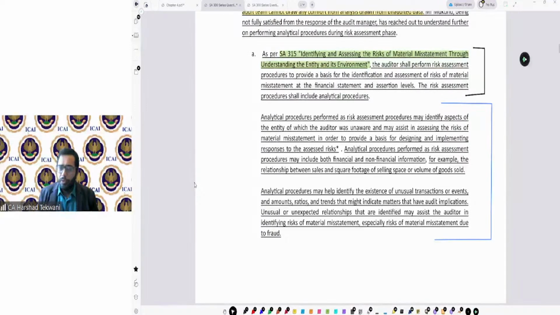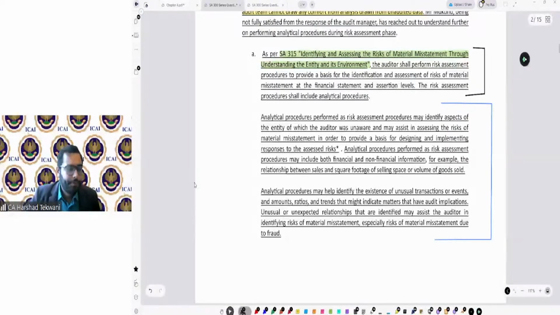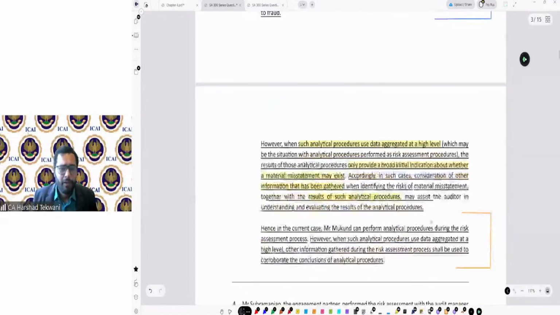So this is how the provisions or section numbers are required to be quoted. This is provision, this is explanation, and then you have a conclusion.